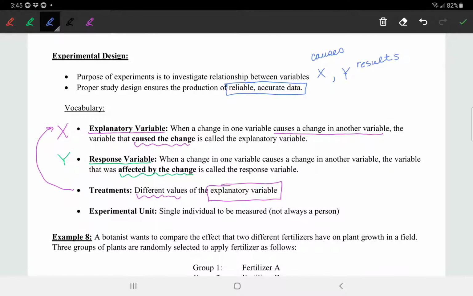We also have something called the experimental unit. You might hear that talked about. It's a single individual to be measured. And it's not always a person. And we'll see in the next example, it's a plant. So it's a single individual of the population.